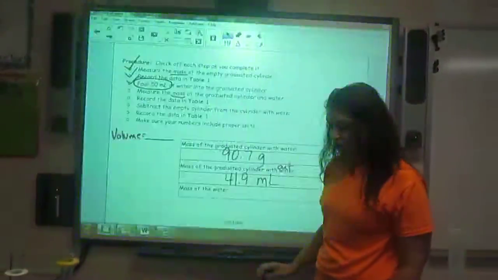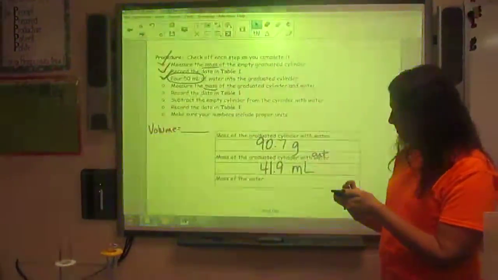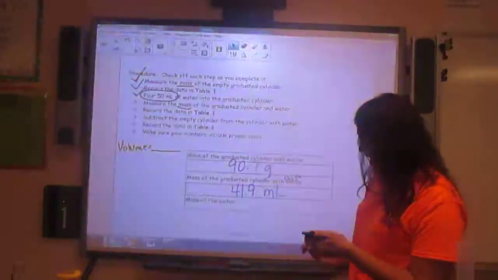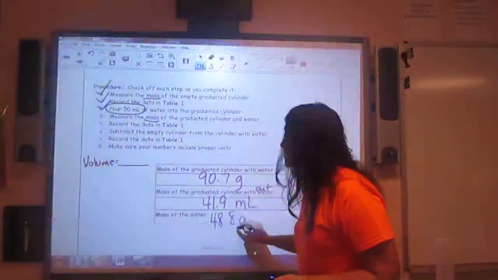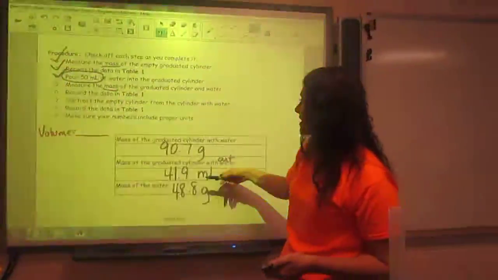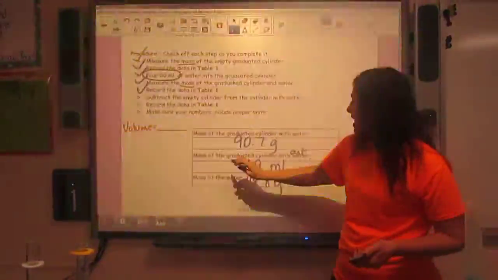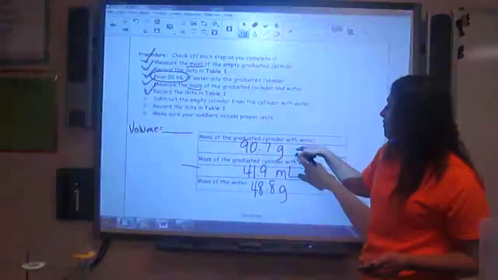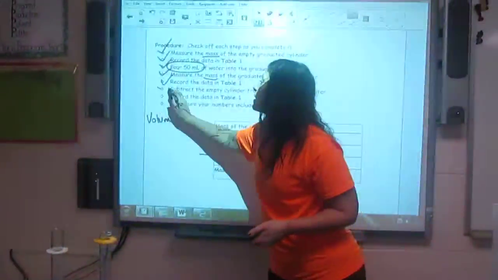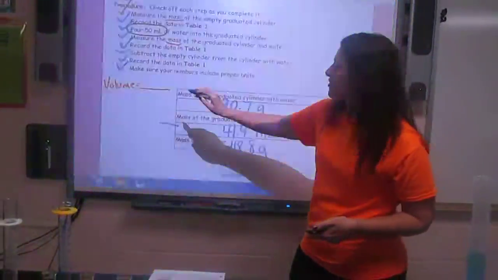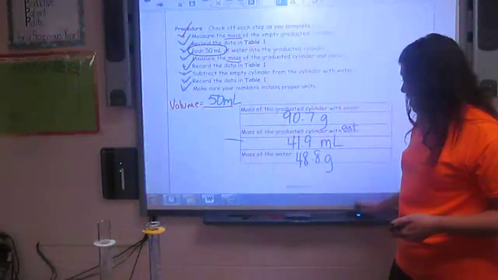So now I'm going to subtract the two, and I get 90.7 minus 41 and 9/10. I get 48 and 8/10 grams. So measure the mass of the graduated cylinder of water. I did that. Record it in the data table. Now I subtract the two. So I'm subtracting the mass of the graduated cylinder without the water from the mass with the water, and I record it. Make sure I have my proper units. I'm good. So now I know that 50 milliliters of water has a mass of 48 and 8/10 grams.